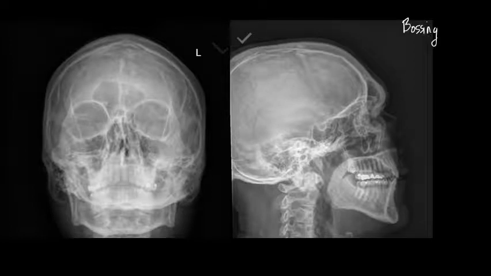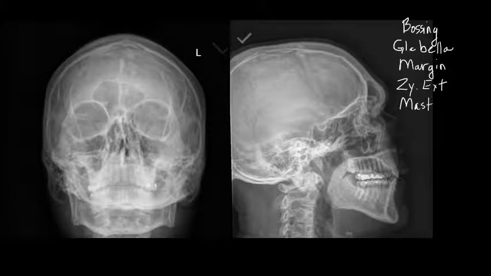Let's look at bossing. We said we want to look at the glabella. We need to look at the orbital margin. I'll just use short form here. In addition to the orbital margin, we're interested in the zygomatic extension. We're interested in the mastoid process. And of course, the nuchal crest. And here I'm working alongside of my scoring sheets. You should be doing that as well. And let's go through this.